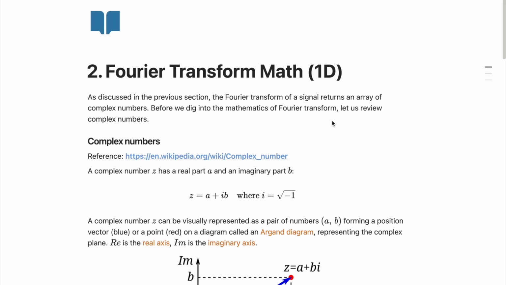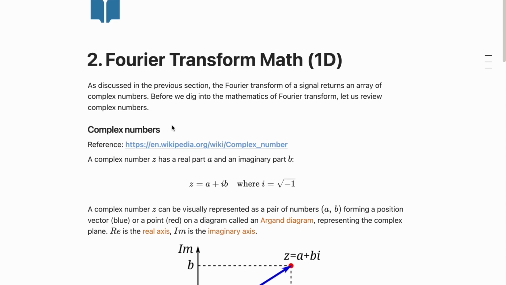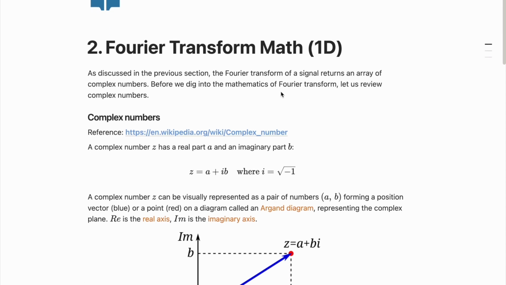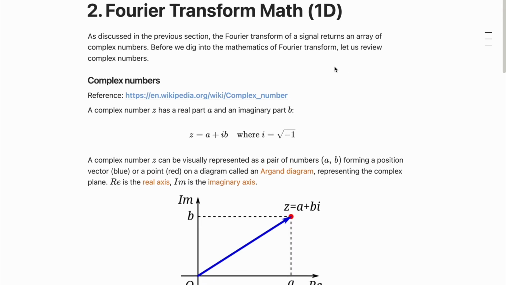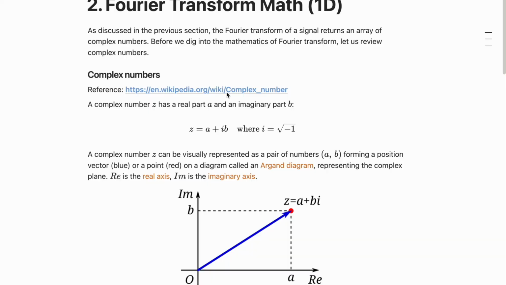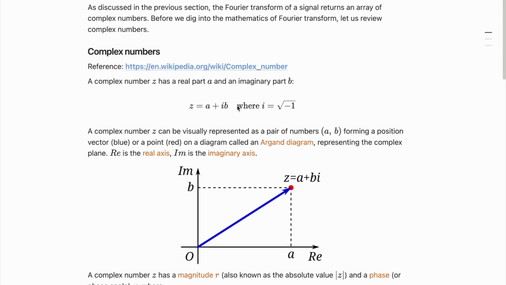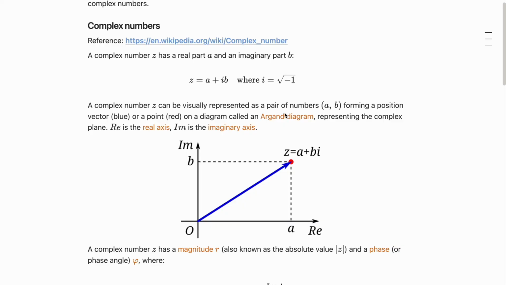As we discussed in the last lesson, a Fourier transform returns an array of complex numbers. So let's quickly review complex numbers to see why the Fourier transform does that and how those complex coefficients can be used. This is a good reference for complex numbers in Wikipedia. Any complex number z has a real part a and an imaginary part b, and then the i is the complex coefficient, which is the square root of -1.